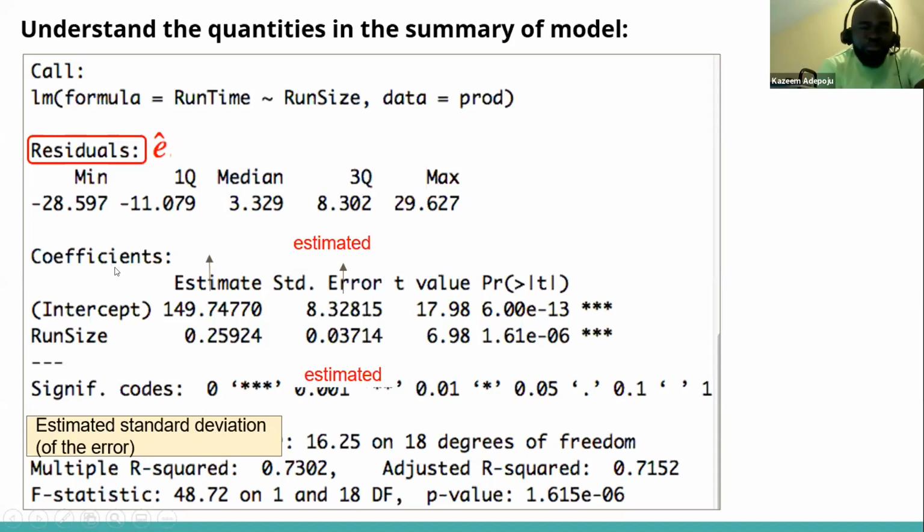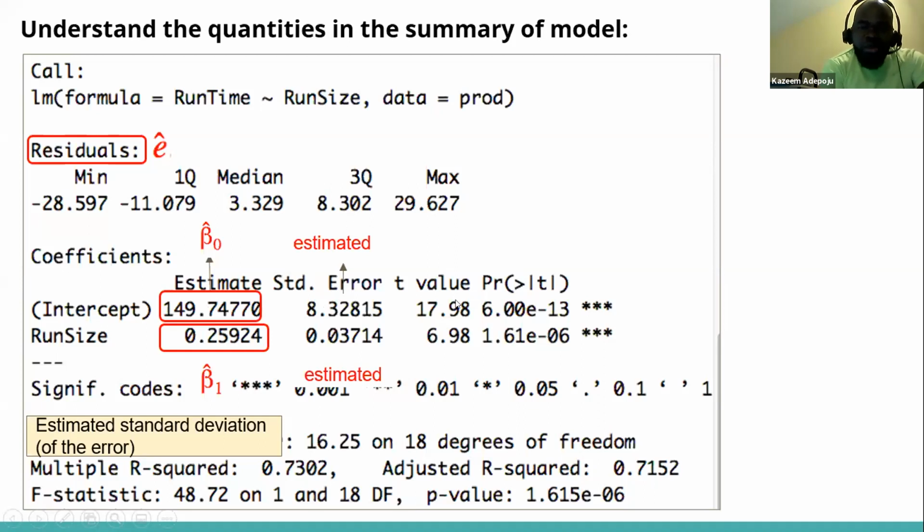Now, when we come to this side, this right here is beta naught cap. What you're going to see under the estimate is beta naught cap, and under it you're going to see the run size, whatever variable it is, the estimate of beta 1. This is beta naught. What I have here is also an estimate, but these are the standard errors, the estimate of the standard error. This is the standard error for this one, and this is the standard error for that one.